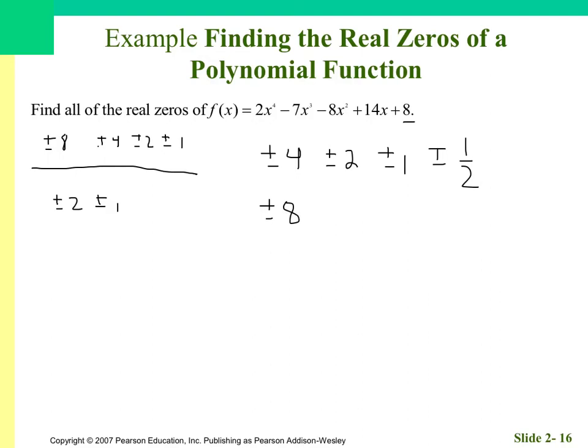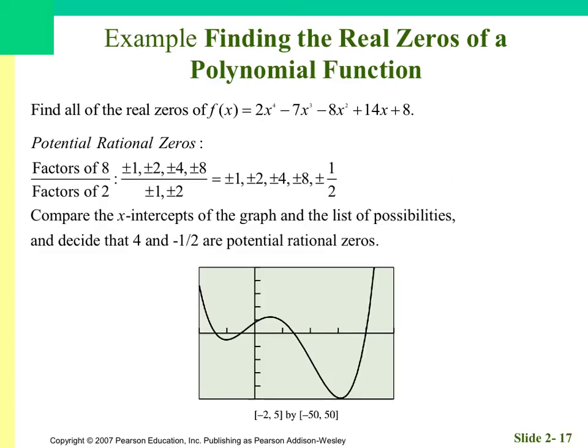So graph it, use your calculator to find the zeros. Doesn't mean there's all of those because there's a max of 4 of them, and we have 2, 4, 6, 8, 10 possibles, but use your calculator to find the zeros and let's see. So yep, here on the graph it looks like, compare the x-intercepts of the graph, list the possibilities, and decide that 4 and negative 1/2 are the potential rational zeros. Doesn't mean there's not more, but there's all the rational.